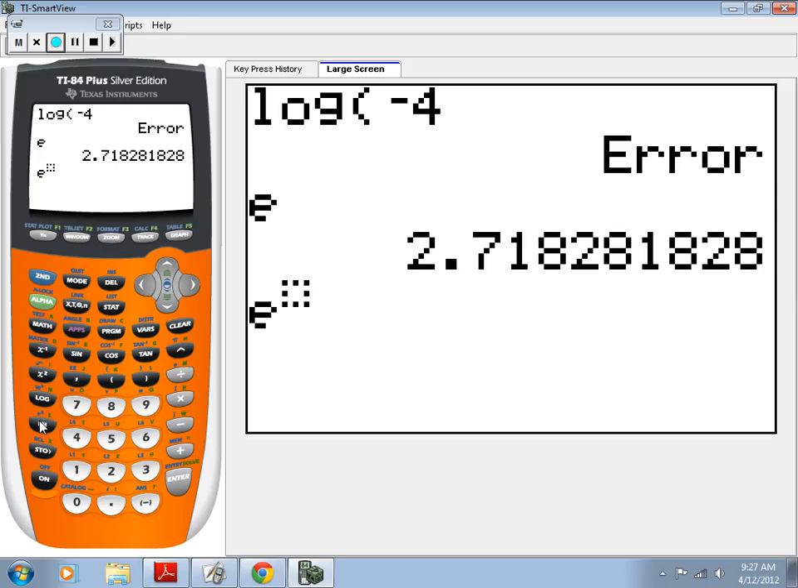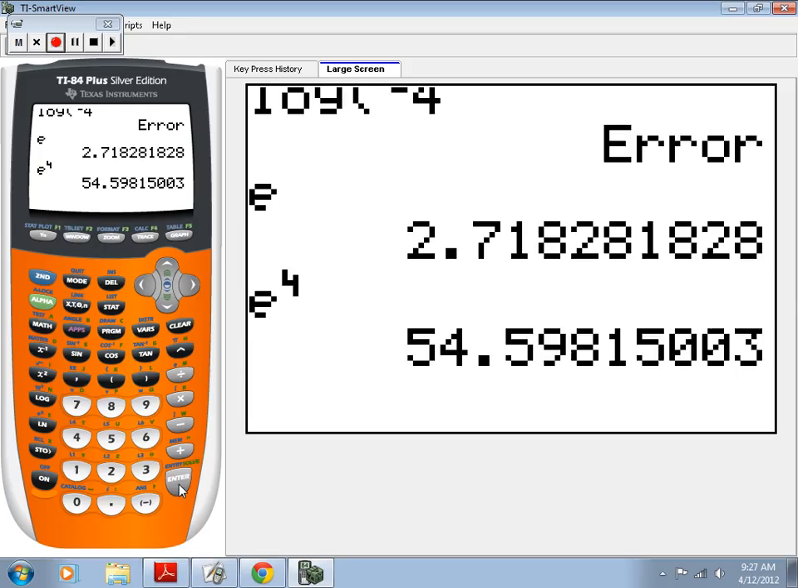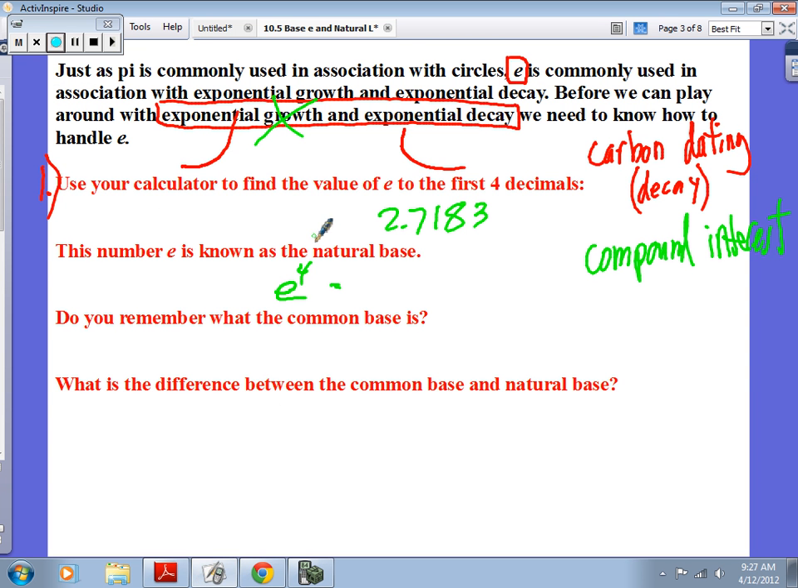This E is always going to be the base of some exponent. Shania, your way is perfect though. But e is going to be used as a power. It's going to be the base of some exponent. So e to the fourth is 54.598. And because that is used so much, everybody box this: we're going to call it the natural base. It is going to be used all the time.